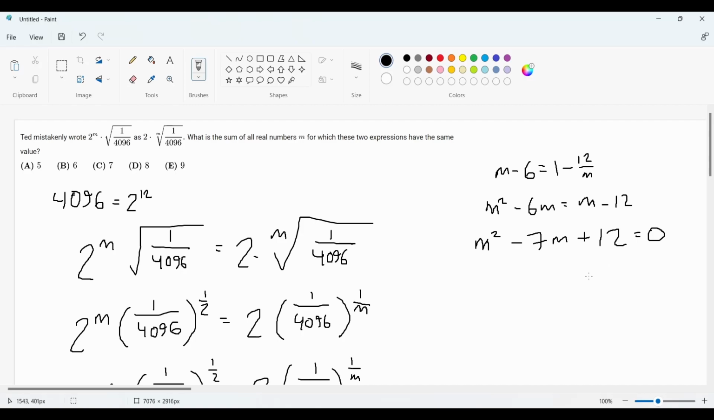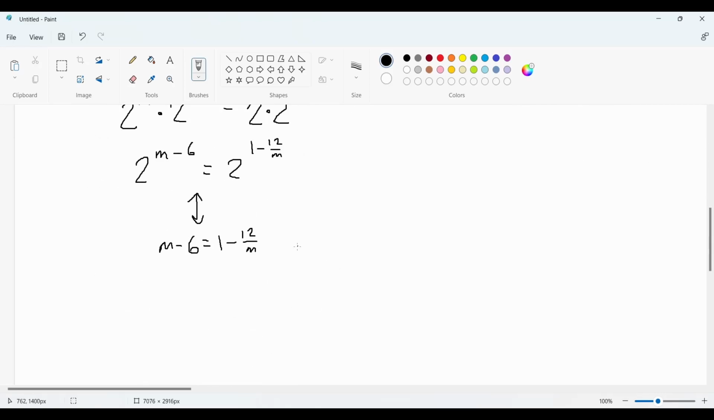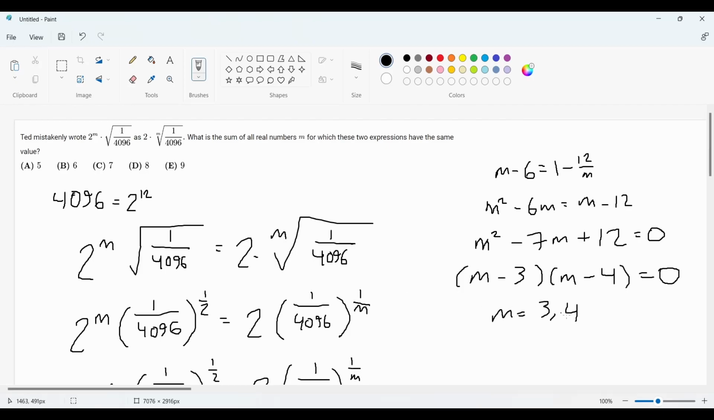And that's easy to factor. We need two numbers that multiply to 12 and add to negative 7. That seems like negative 3 and negative 4, so m minus 3 times m minus 4 is equal to 0. So m can be either 3 or 4. And those seem right because there's nothing wrong with taking the third root or the fourth root of an expression. And I don't think anywhere else is there a problem with those particular values. So I think m equals 3 and 4 both work, so those are the only solutions. And the sum of 3 and 4 is 7, so it's asking for 7 as the final answer, choice C.